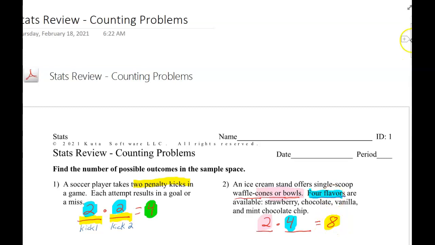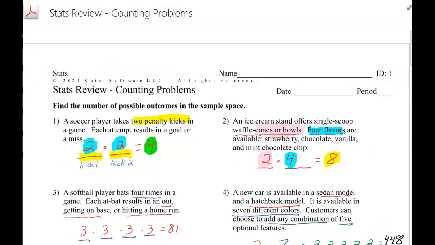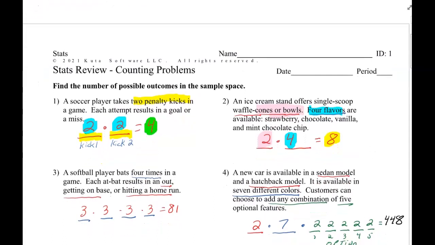Again, feel free to fast forward to the problem that you need help on. For problem number 3, a batter bats 4 times, so I drew 4 dashes. And at each bat, there are 3 options. You can get an out, get on base, or hit a home run. So I did 3 times 3 times 3 times 3 for a final answer of 81.